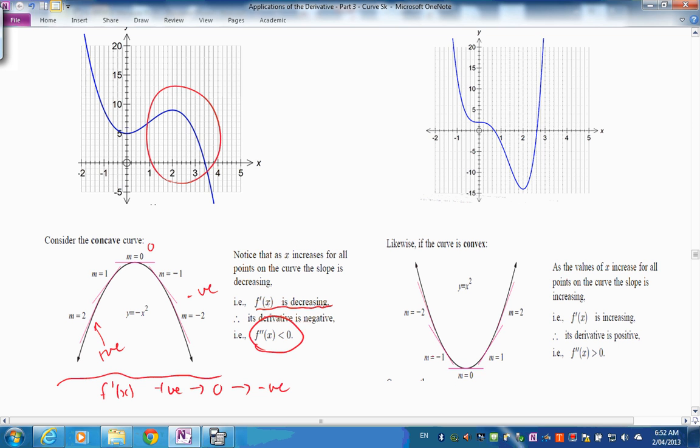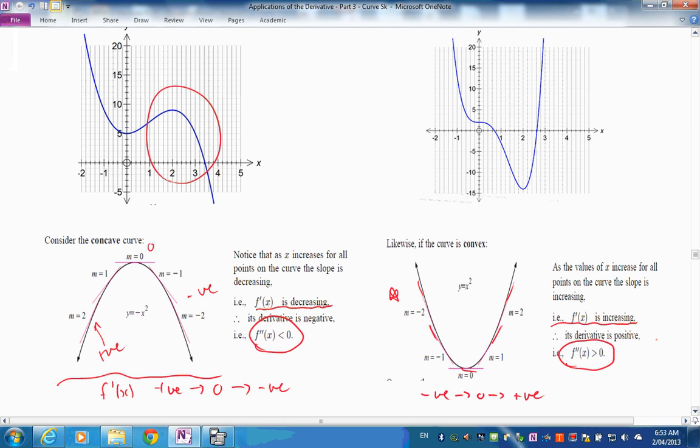Okay, and if we come over here, if the curve is convex, goes from negative, slopes of tangent 0 to positive, is going from a negative to 0, getting more positive. That's said to be increasing. F dash x is said to be increasing if it follows that behaviour. So its derivative is positive. Remember, a derivative is the rate of change of the function.